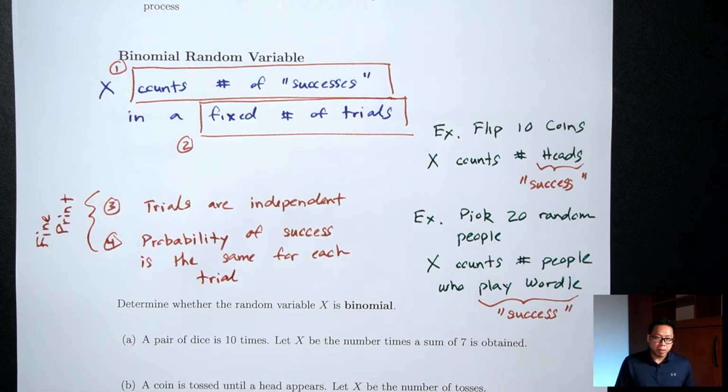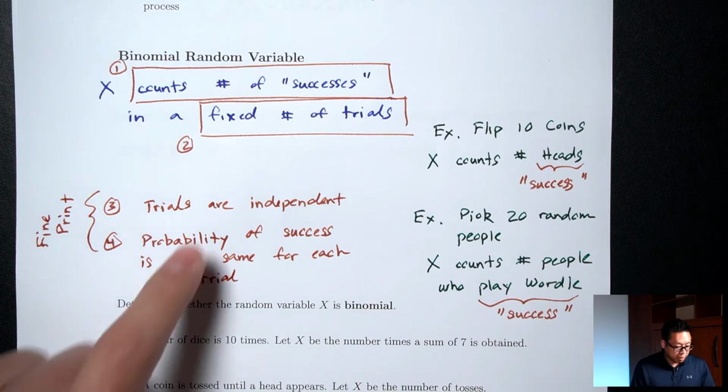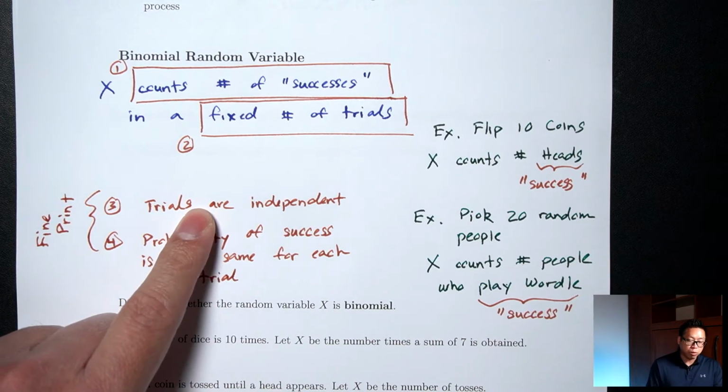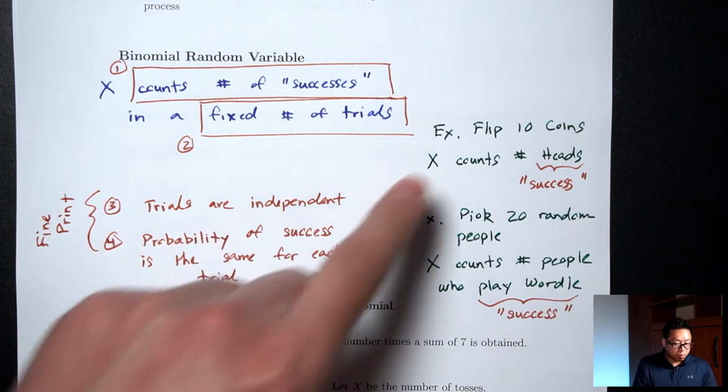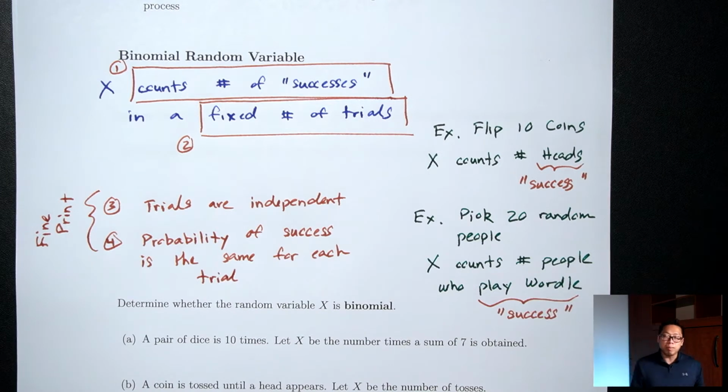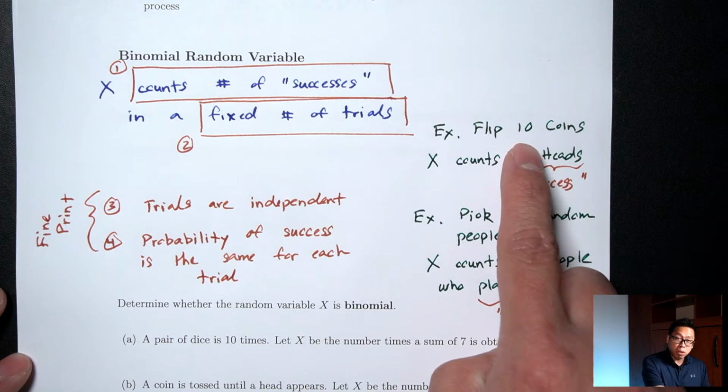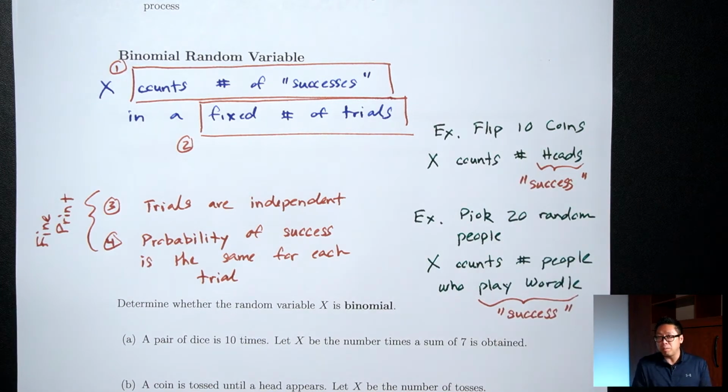For the coin example, are the trials independent? Yes, they are. Independent refers to whether one trial affects what happens on the next trial. For the coin example, when I flip my first coin, it's going to land on either heads or tails. Whether it lands on heads or tails is not going to affect what happens on the second coin. The second coin doesn't care what happens on the first coin. The second coin is not going to look at the first coin and say, oh, you landed on heads, I'm going to try to land on tails now. That's not going to happen. So the trials are going to be independent for the coin example.